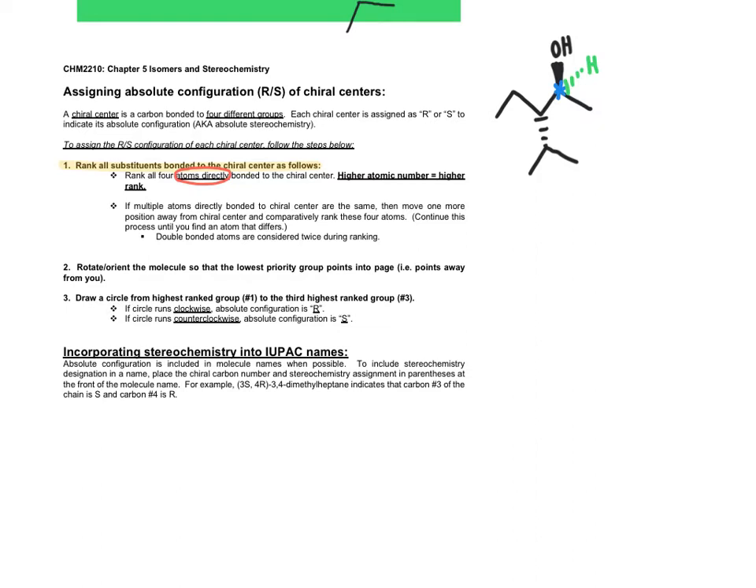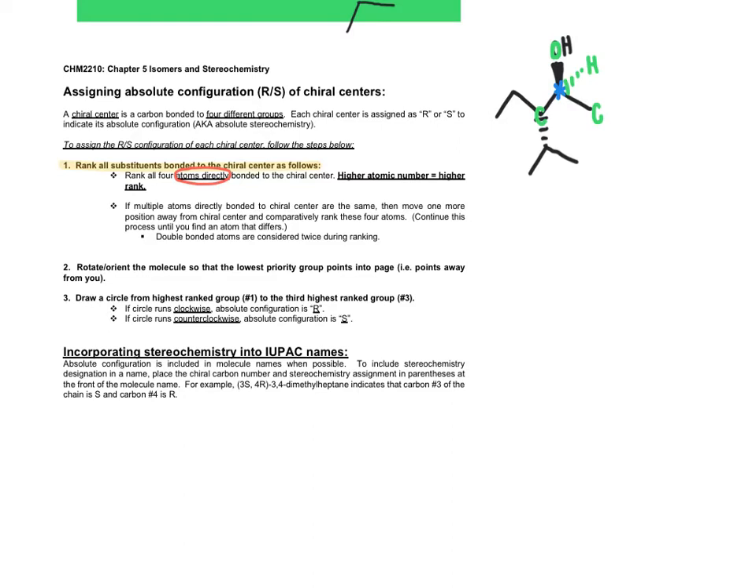The chiral carbon's in blue, so it's directly bonded to that green H, directly bonded to the green O, directly bonded to the green C. That would be a carbon of a methyl group. I'm just filling in the carbon directly to show the 4 atoms that are directly bonded. And then we'd come over to the left and we'd have a carbon as well. So we rank these based on atomic number.